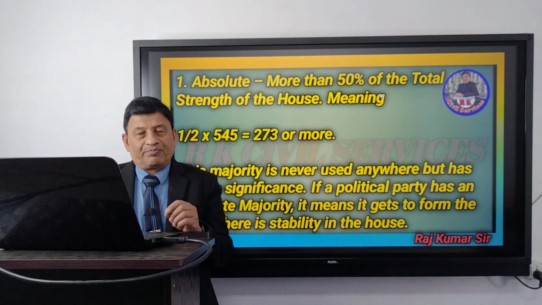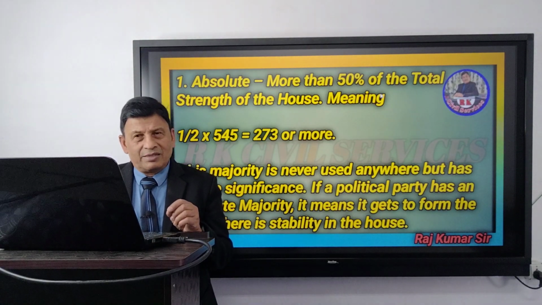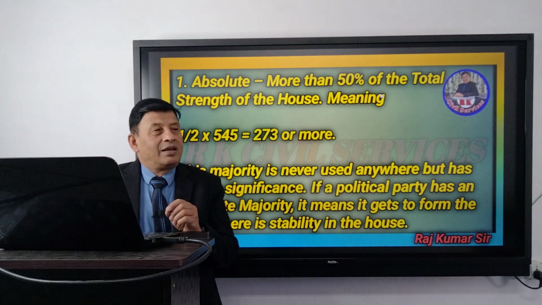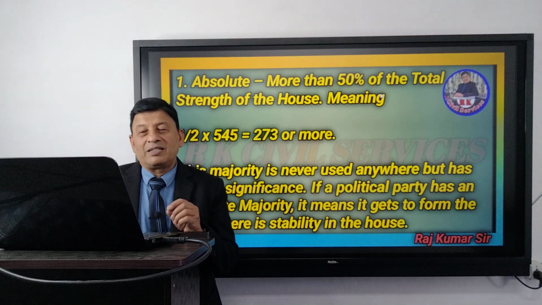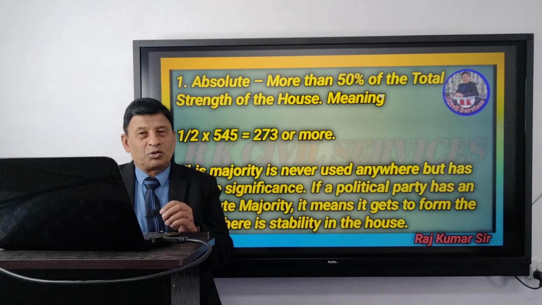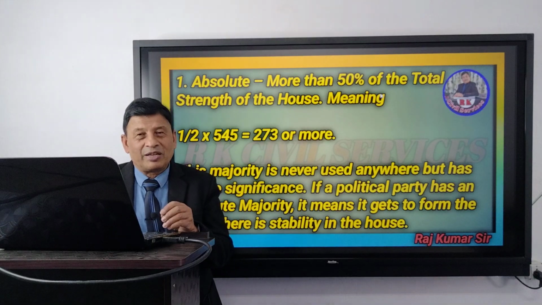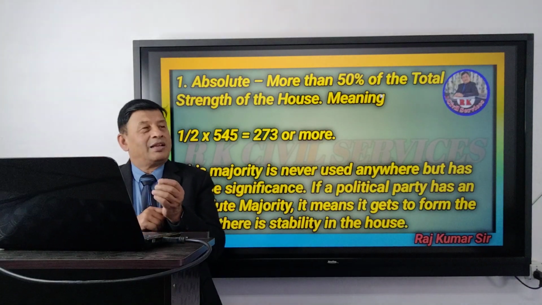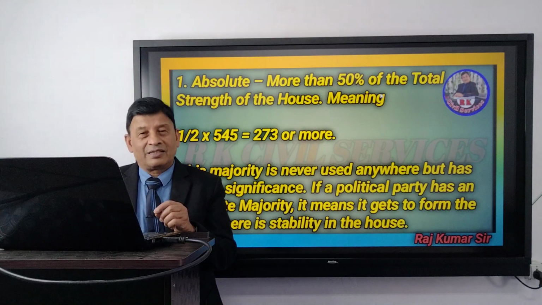First majority, absolute, clear? More than 50% of the total strength. Absolute means more than 50% of the total strength of the house, meaning 1 by 2 multiplied by 545. It comes out to be 273 or more. Absolute का मतलब परम का मतलब हुआ कि 50% जो टोटल स्ट्रेंथ है उसका 50%, तो मतलब क्या हुआ 1 by 2 एंड टोटल स्ट्रेंथ मान के चल रहे हम लोग 545, तो हमें कितना होना चाहिए 273 और इवन मोर, राइट? This majority is never used anywhere but has a huge significance.